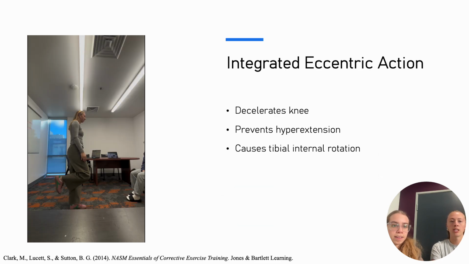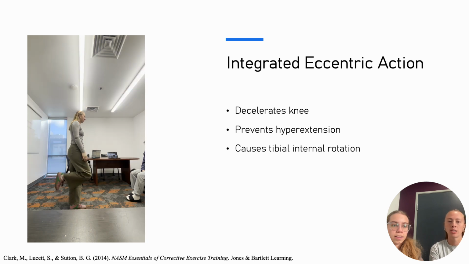So the integrated eccentric action decelerates the knee, prevents hyperextension, and causes tibial internal rotation. The eccentric action is point A, point A is the starting bent position, and then point B is the eccentric action. An example is while walking, the eccentric action would be the leg swinging forward just before striking the ground, and the semitendinosus is acting as a decelerator to prevent hyperextension of the knee, and the semitendinosus also causes tibial internal rotation when the knee is flexed.